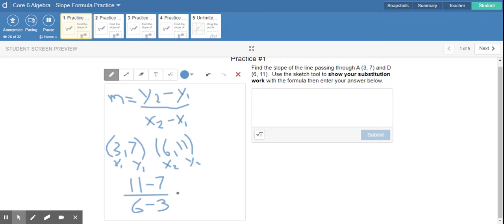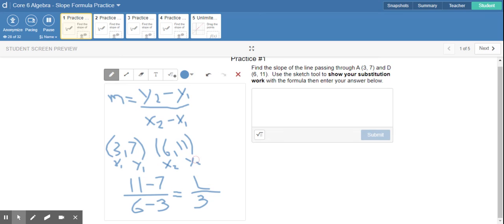So all I have to do next is just do the subtraction. So I'm going to make a new fraction, and I'm going to just subtract straight across. 11 minus 7 is 4. So my numerator is 4. And 6 minus 3 is 3. So my denominator is 3. And so my slope is 4 over 3. Make that a little clearer. Okay. So my slope is 4/3.